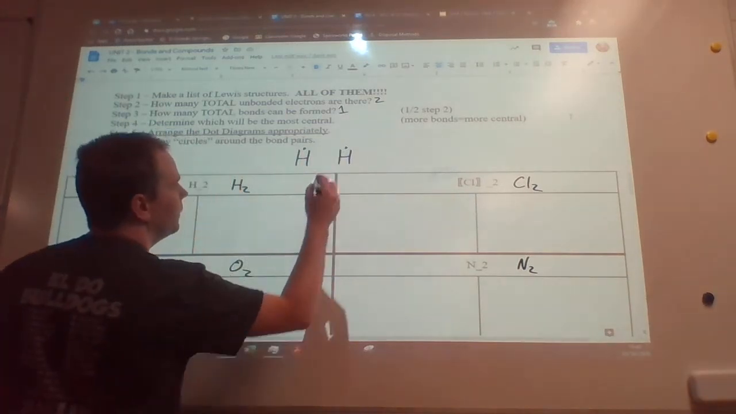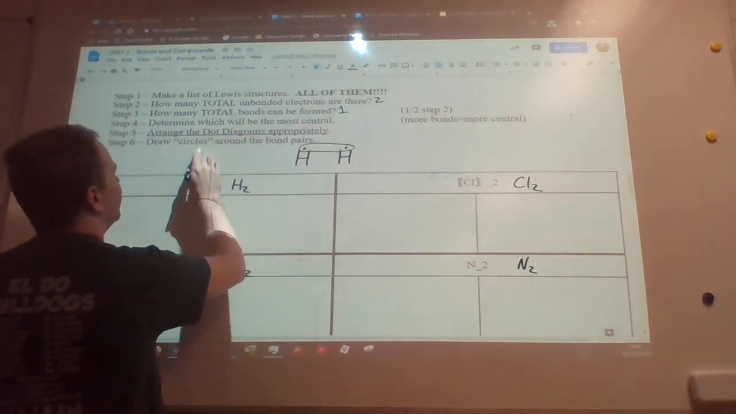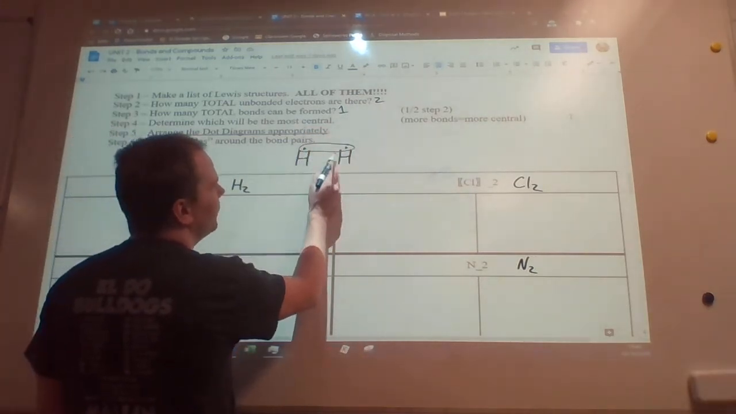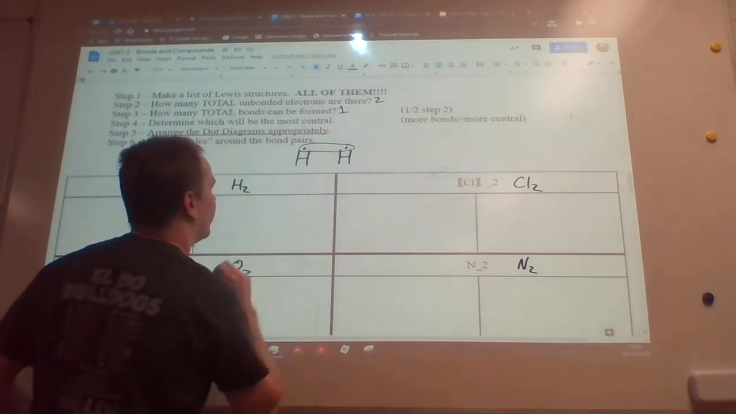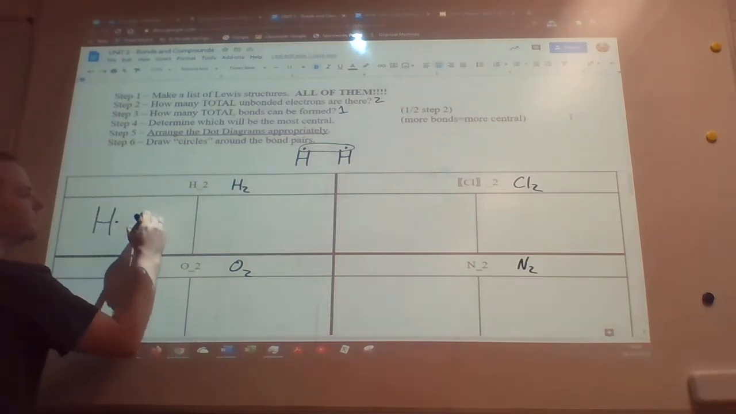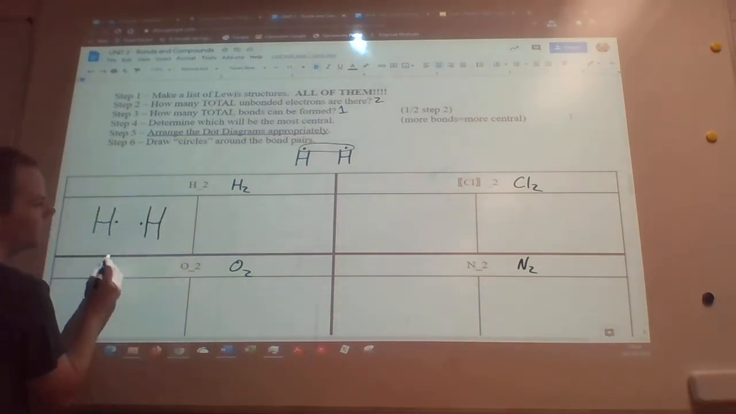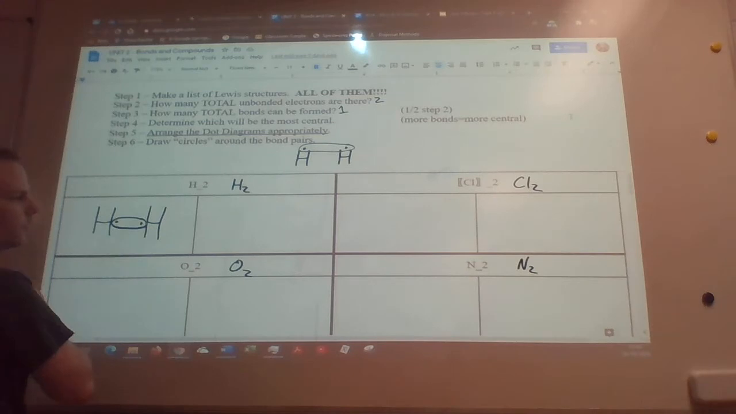Now, theoretically, we could just do this to show our bonds. But this is not the neatest way to do it. It would be much more appropriate to move those electrons to the center so that they're closer together and then circle them. So this is the correct way to draw that Lewis structure.